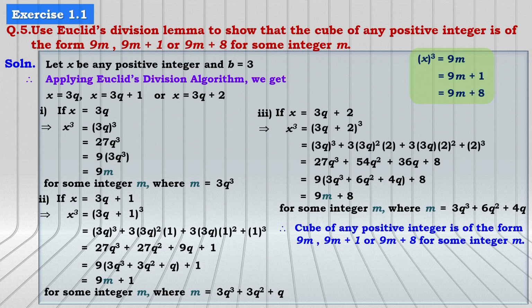Okay. So in this case, we have not considered the divisor b as 9. Instead, we can consider it as 3, and we can prove that it is in this form.